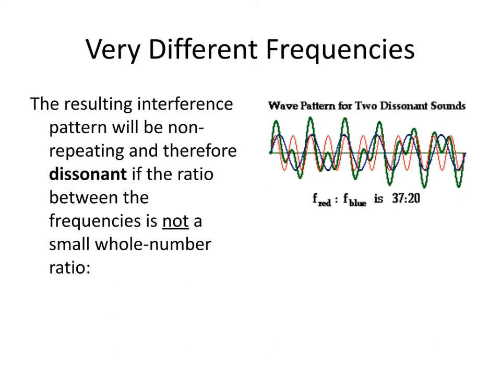If the resulting interference pattern is a ratio that's not a small whole number ratio, then that's called a dissonant sound, and we get an unusual pattern there that's generally not pleasant to hear. So here's an example that's 37 to 20. That would probably not be heard in music very often, because most people wouldn't like hearing that sound.